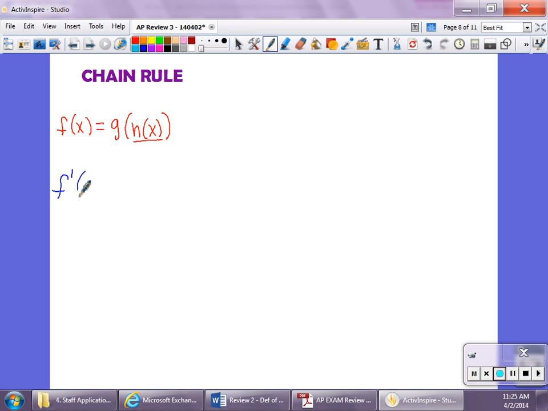So f prime of x is equal to g prime, derivative of the outside. I'm going to leave the inside of the function exactly the same as it was, and then I'm going to multiply by the derivative of that inside function. Okay? That's the way that I did the notation before. I'm going to also show you another notation, and then I'll also write the word notation.